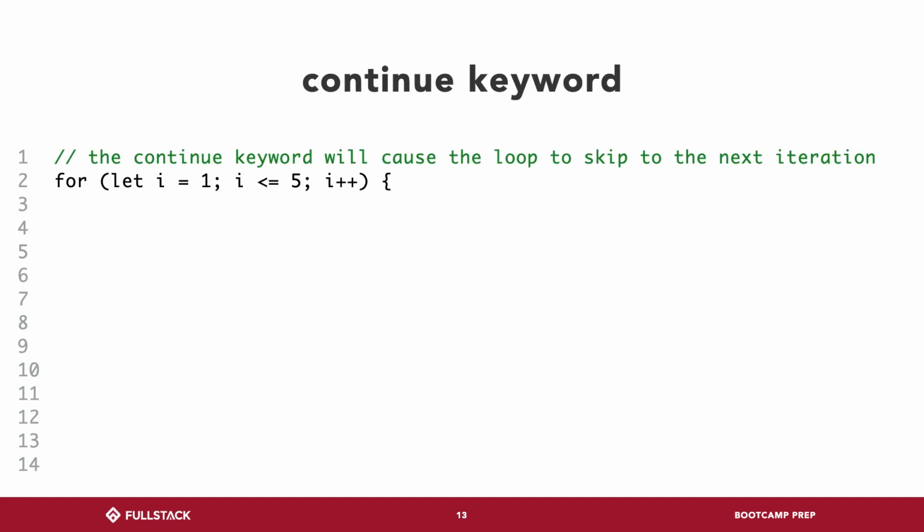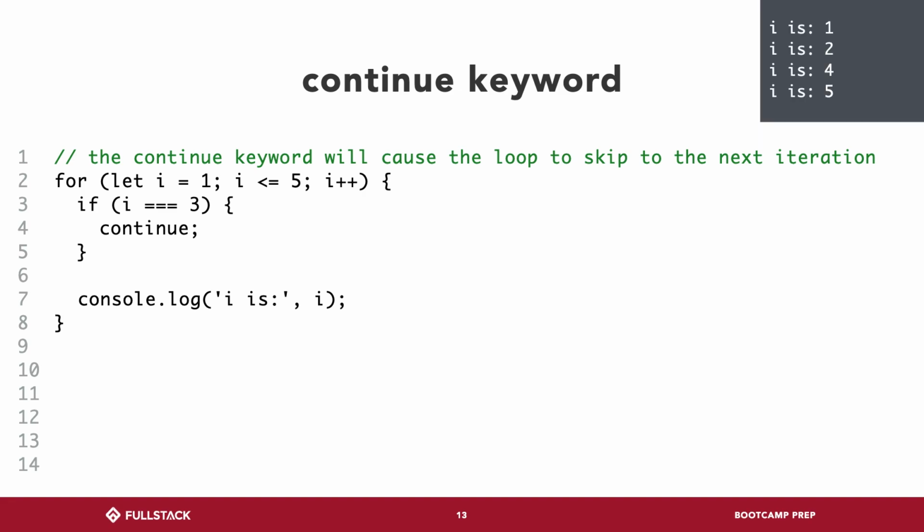So, the continue keyword. The continue keyword will cause the loop to skip to the next iteration. For let i is equal to 1, we will say i is less than or equal to 5 is the conditional we are trying to break, and we will say i++. If i is 3, we'll just continue. And then at the bottom, we're going to console log i. Where's the 3? It's not there. Because when i is 3, we continue.